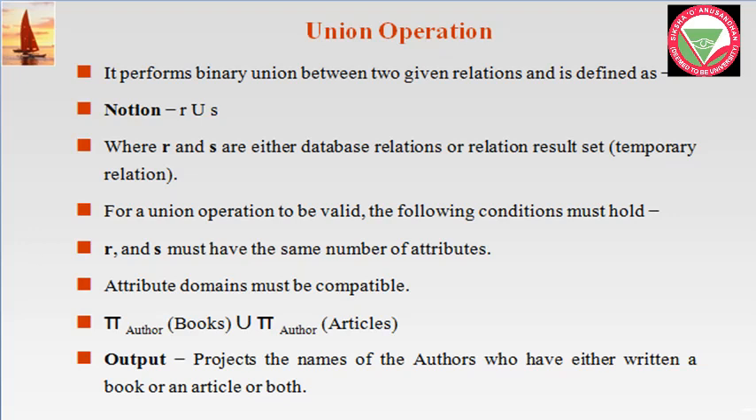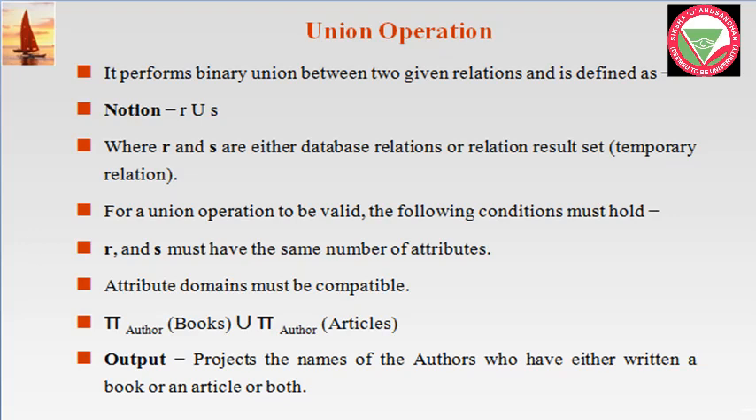So let us take an example and see how union operation works. So let us say we want to project the author from the relation book union we want to project the author from the relation article. We must keep in mind that both the relations books and articles must have the same number of attributes and all the domains have to be compatible with each other. So the expected output of this query is just the list of authors from both books and articles.